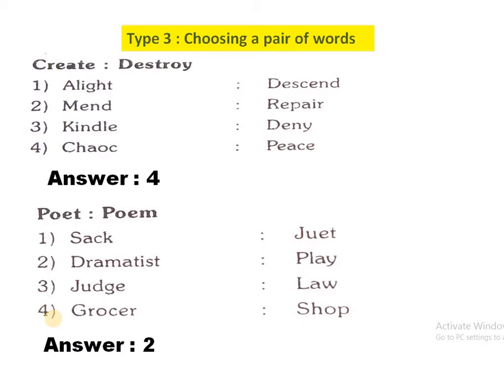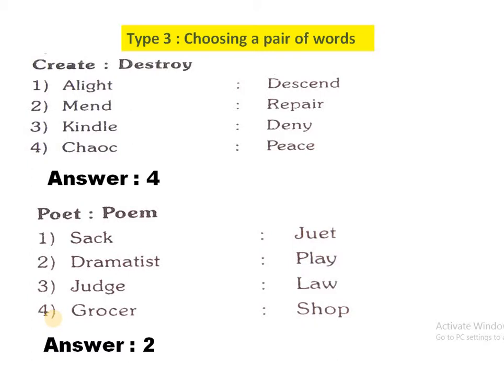So the first question we'll discuss here: create, destroy. Destroy is the opposite of create, so it comes under antonyms. Create and destroy are opposites. So in the same manner, among the following four options, the last one, the fourth one, is the correct answer. Both, joy and peace, are antonym words.